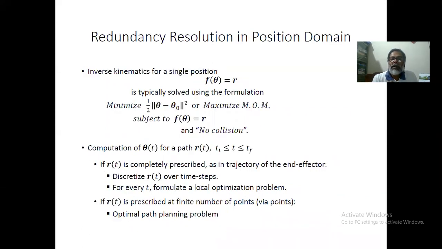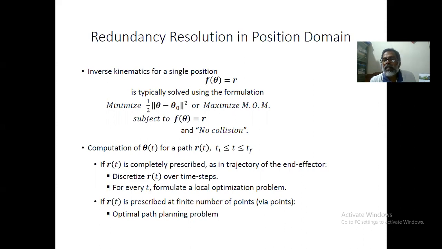Now, what about redundancy resolution in the position domain? You may say that, man, we will go to the velocity domain later. We right now don't know the position itself. So you may try to solve inverse kinematics for a single position. You have to reach R and what theta would be correct. Now there are infinite thetas which can be correct.